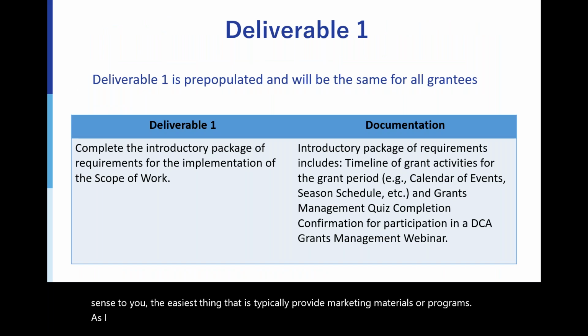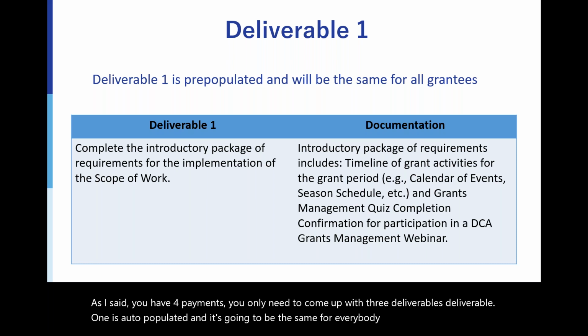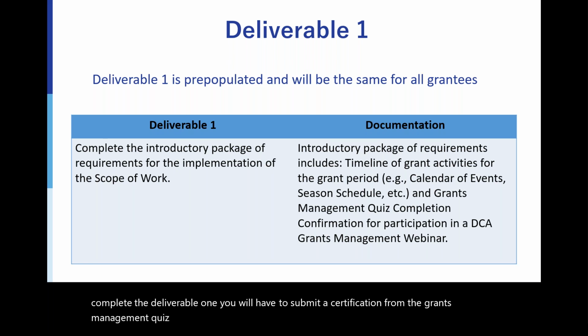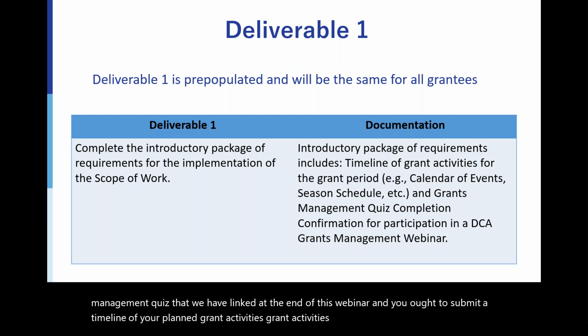As I said, you have 4 payments. You only need to come up with 3 deliverables. Deliverable 1 is auto-populated, and it's going to be the same for everybody. Do not change it. To complete Deliverable 1, you will have to submit a certification from the Grants Management Quiz that we have linked at the end of this webinar, and you have to submit a timeline of your planned grant activities. Grant activities being your arts and cultural programming.